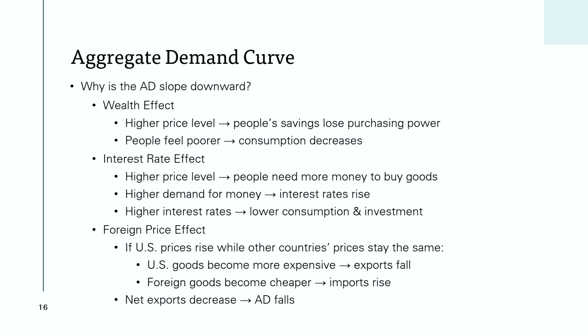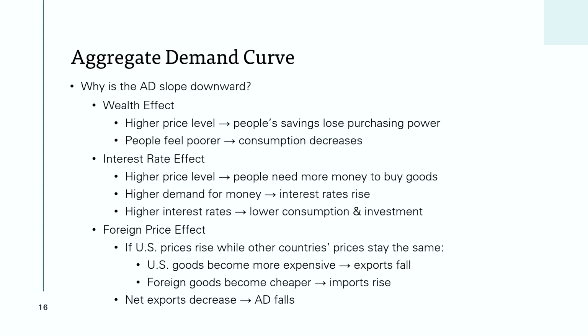The aggregate demand curve slopes downward for three main reasons. First reason is the wealth effect. Higher prices reduce the purchasing power of people's savings. People feel poorer and cut back on consumption. Second one is the interest rate effect. When prices rise, households and firms need more money to buy goods. This increases the demand for money and then raises interest rates, which reduces investment and consumption.